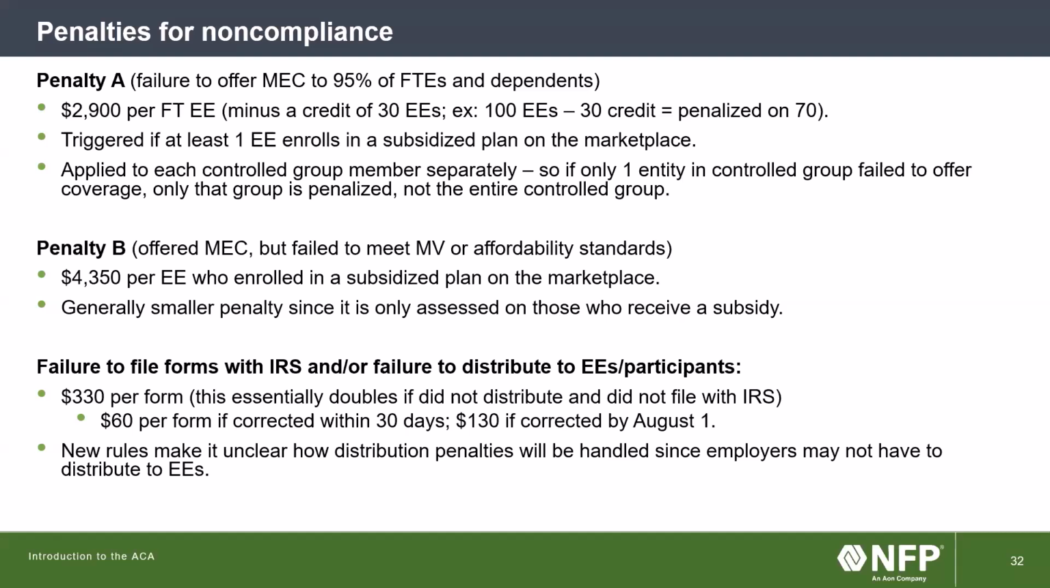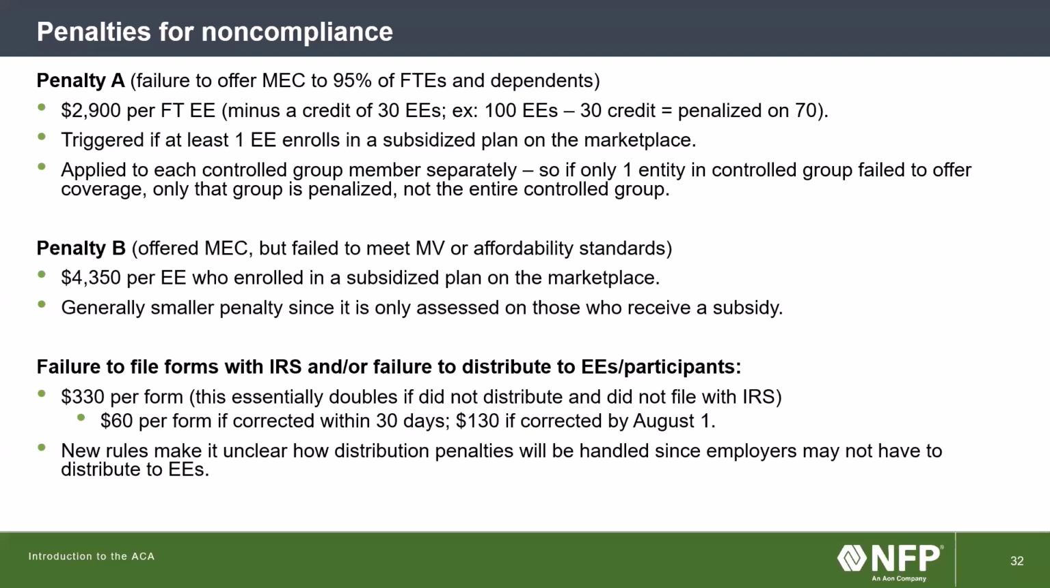And so we ask, well, what do these penalties look like? So the IRS can assess a penalty of $330 per form. This is based on current year amounts. And this is essentially doubled because you get penalized for not distributing it to employees and then a penalty for not filing it with the IRS.